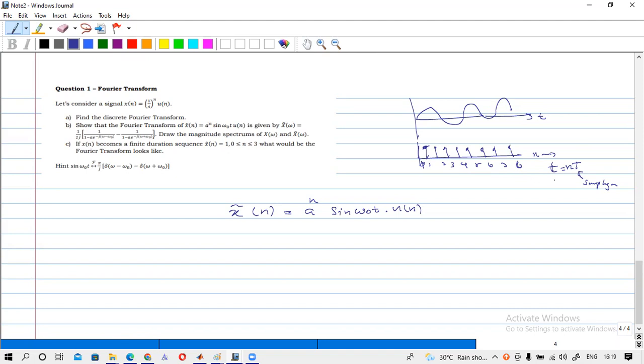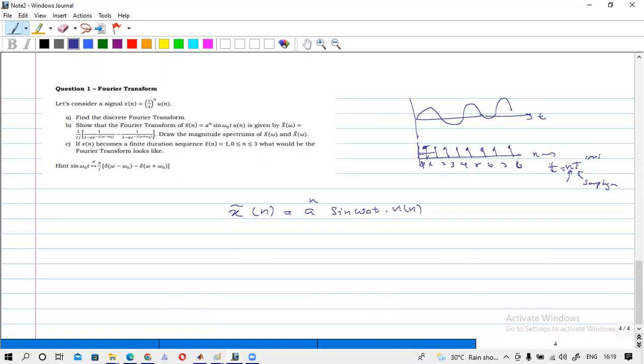So this n is the 1, 2, 3, 4 value, and this T is the sampling value. Say that T is 1 microsecond, so this time will be 1 microsecond, from here to here it will be 2 microseconds, likewise. So this 1 and 2 are always related with time.